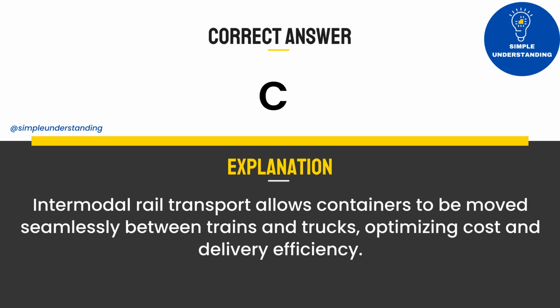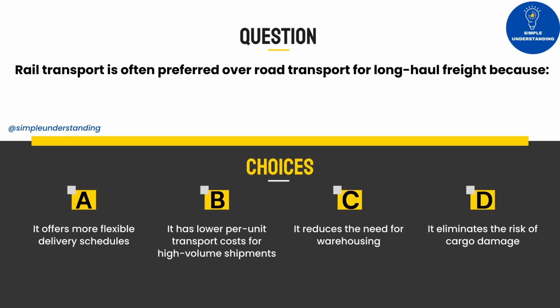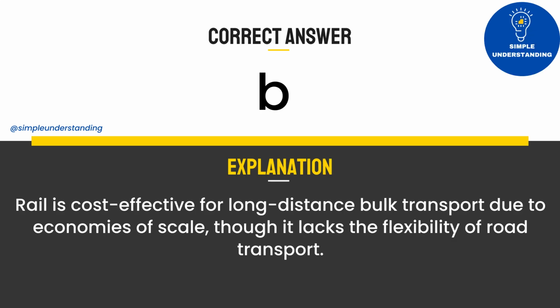delivery efficiency. 3. Rail transport is often preferred over road transport for long-haul freight because A. It offers more flexible delivery schedules. B. It has lower per-unit transport costs for high-volume shipments. C. It reduces the need for warehousing. D. It eliminates the risk of cargo damage. Correct answer: B. Explanation: rail is cost-effective for long-distance bulk transport due to economies of scale, though it lacks the flexibility of road transport. 4.